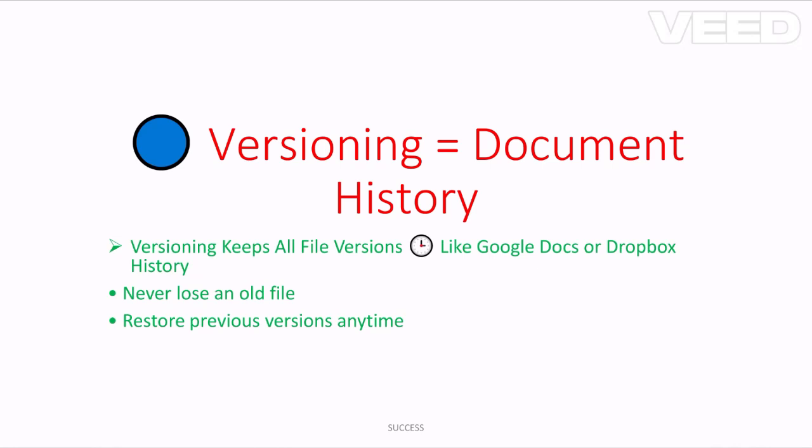Versioning, a feature in AWS S3, is like a time machine. Even if someone overwrites a file, the old version is still there just in case.